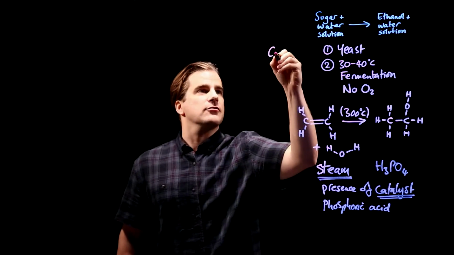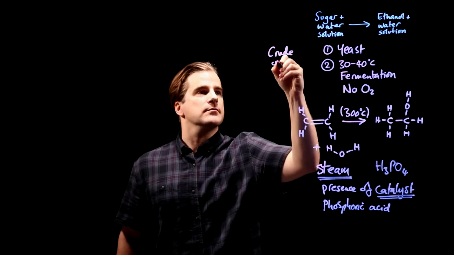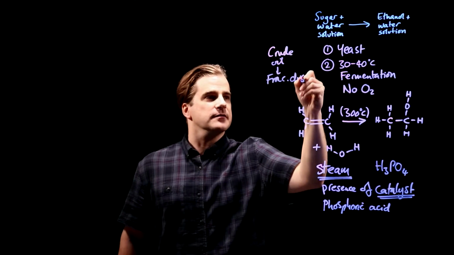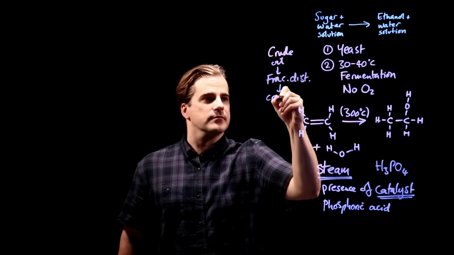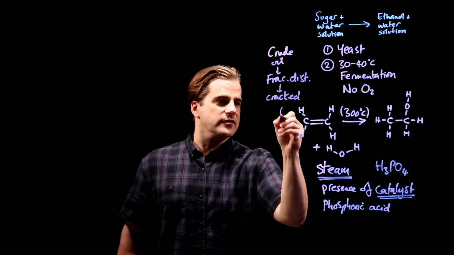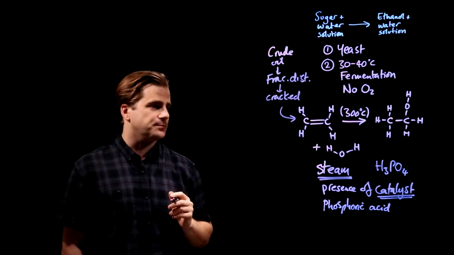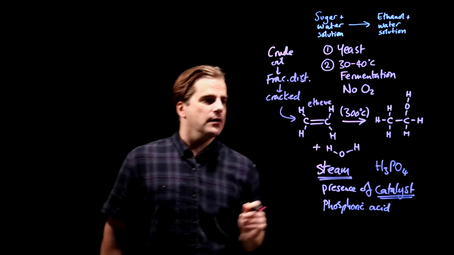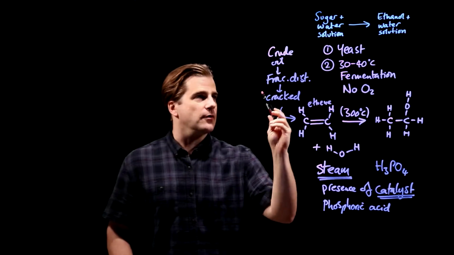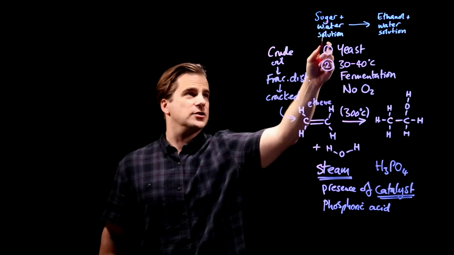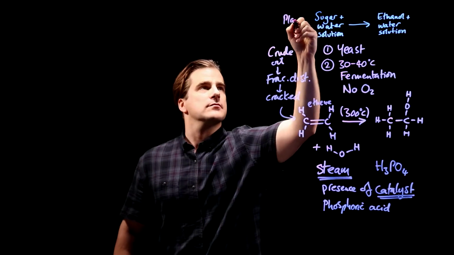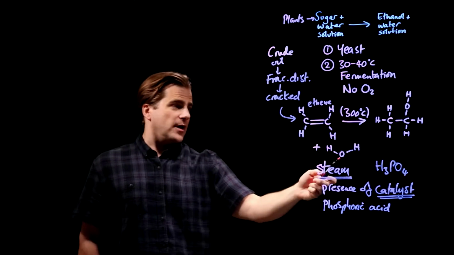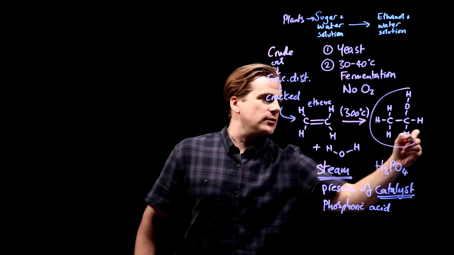So I'll just write that down. We've got crude oil, which is fractionally distilled and then cracked, and that produces ethene. Okay, that is ethene. Right, so that's the plant method, because we get sugar from plants. And that's the crude oil method of making ethanol.